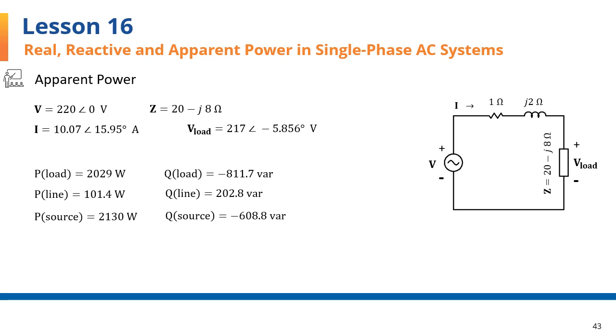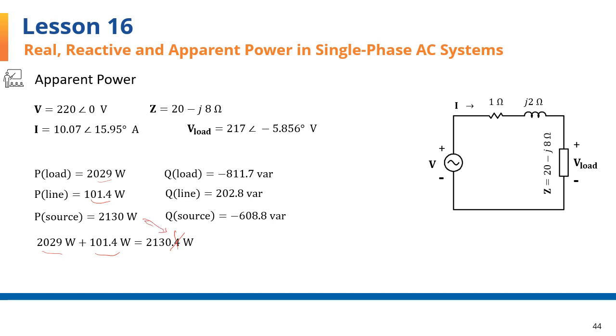Let's look at the balance of power in the circuit. The sum of the real power absorbed by the load and by the line should equal the real power generated by the source, which means that adding these two powers, one for load and one for line, they should add up to this number, which is the power generated by the source. Here you see the math for that. The sum of these two equals 2130.4. The 0.4 is just from rounding error, so they're identical.